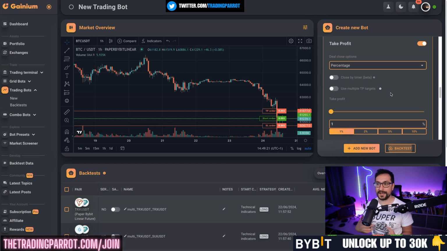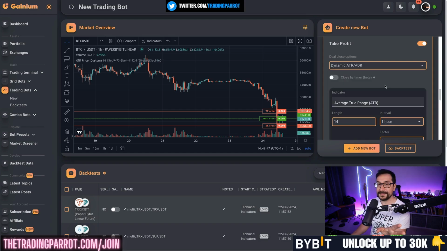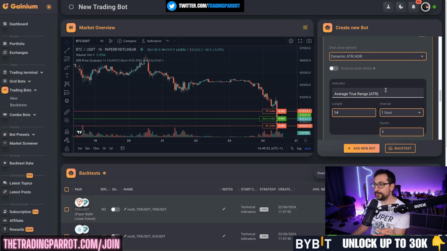And Gainium has thought about this, and it gives you the option of not just using the percentage, but also it gives you many other alternatives. The one I'm referring here when I talk about volatility, you have access to ATR and ADR. ATR is the average true range, and the ADR is the average daily range of the asset. Let's select this and let's see how easy it is to set up a take profit using ATR.